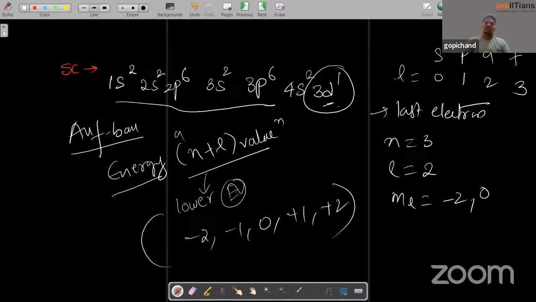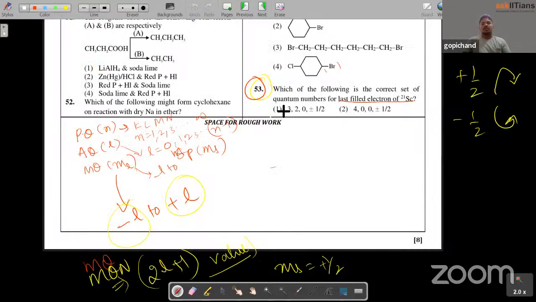If anything is there in the options, you can pick it up. And then ms can be plus or minus half. Okay, so looking like that, we can clearly say that the answer will become 3 comma 2 comma 0 comma plus or minus half. If it is there, then our answer is correct. So yes, option 1 is the correct answer, right? So 3, 2, 0 and plus or minus half is also another correct answer.